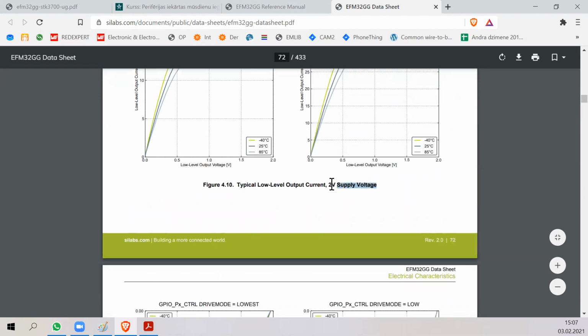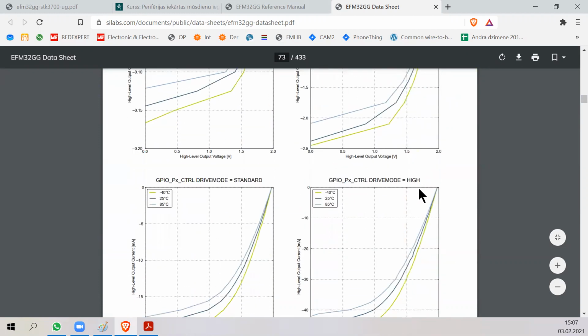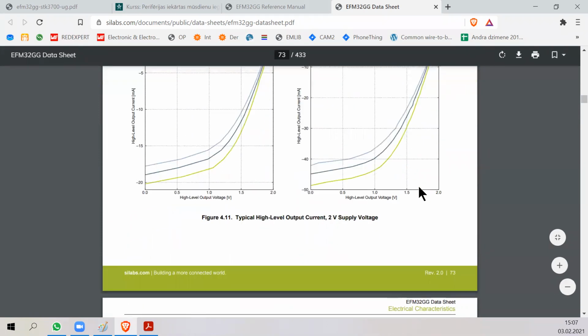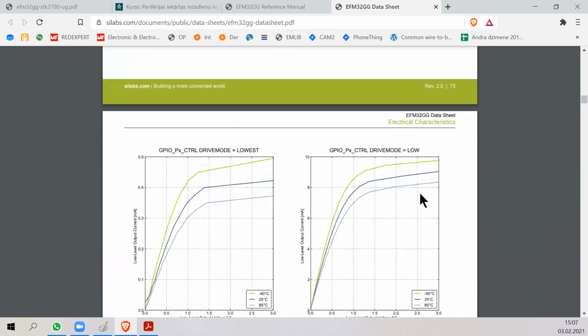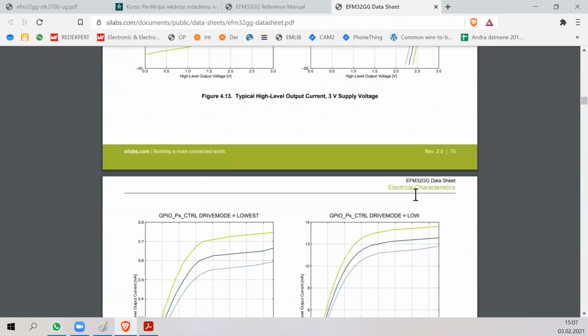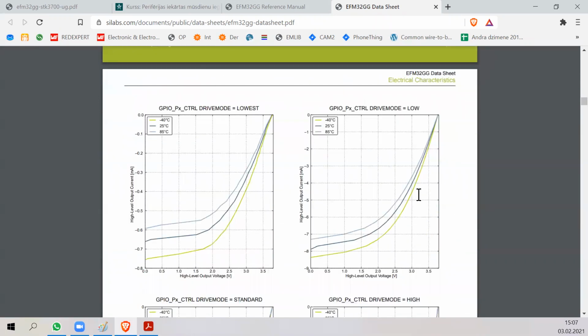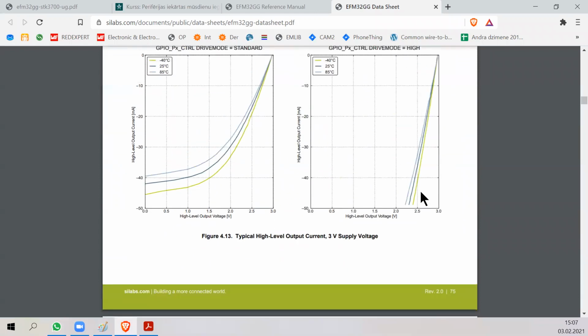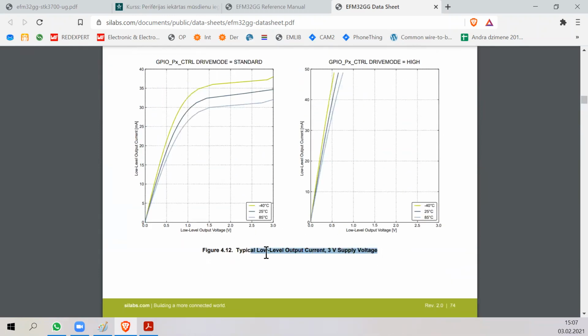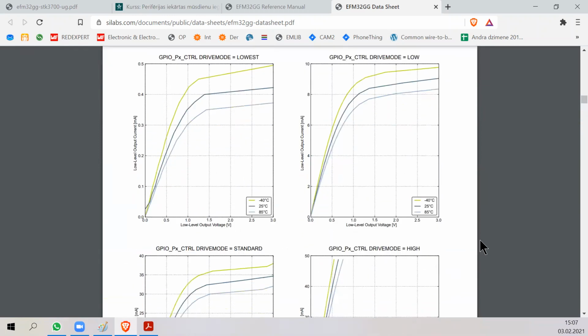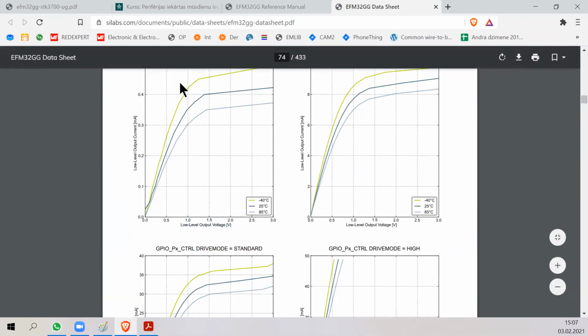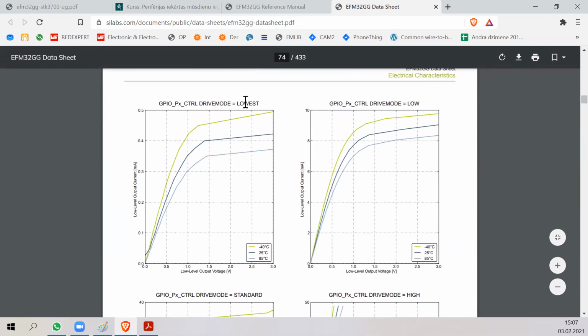These graphs have different supply voltages. And the most common voltage that usually is fed into a microcontroller is 3.3 volts. Let's see. So for 3 volt supply voltage, if we set the pin low, basically you can see at 3 volts, on the lowest setting, the current is just 0.4 milliamps. So it's a small current.